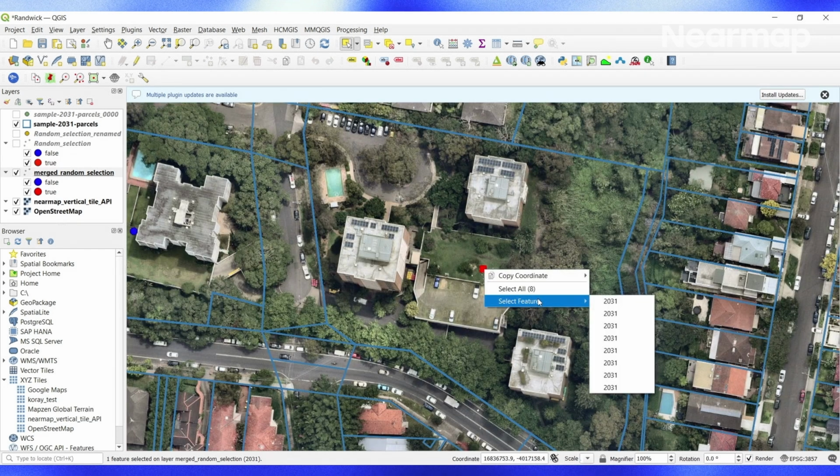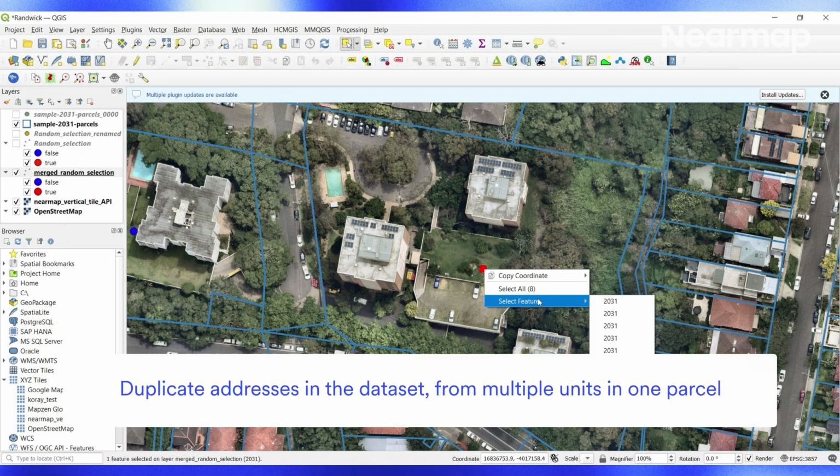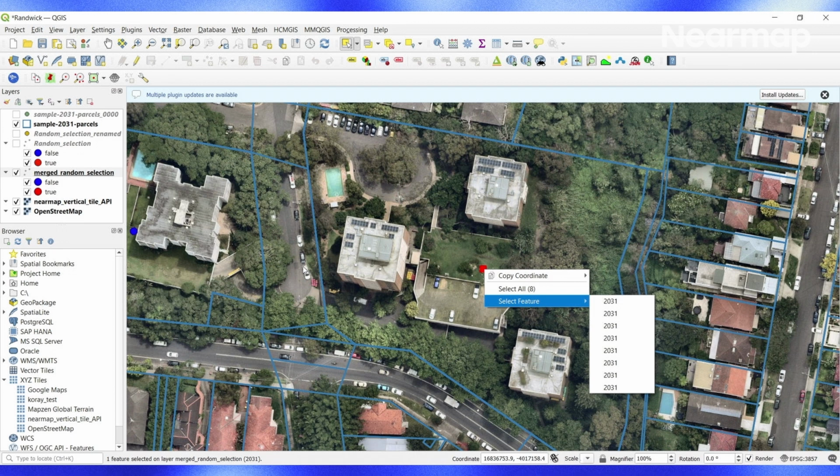This is an example of a duplicated address. This block is represented by multiple addresses to reflect each apartment within a building. So even though only one building has solar panels, the statistics suggest multiple addresses have solar panels present. As you can see, there are 8 addresses associated with this block alone.